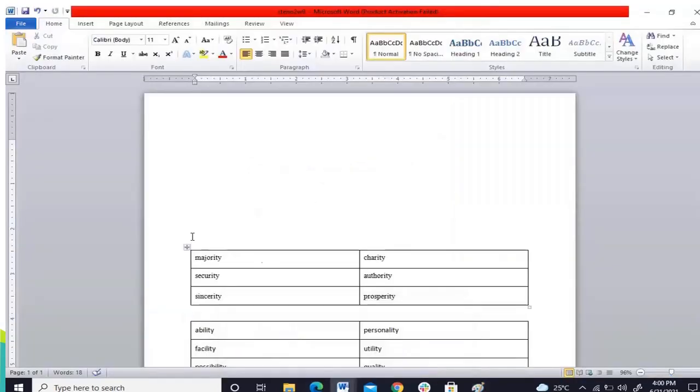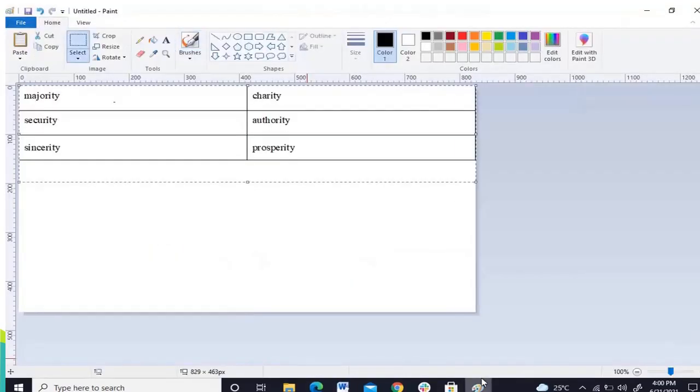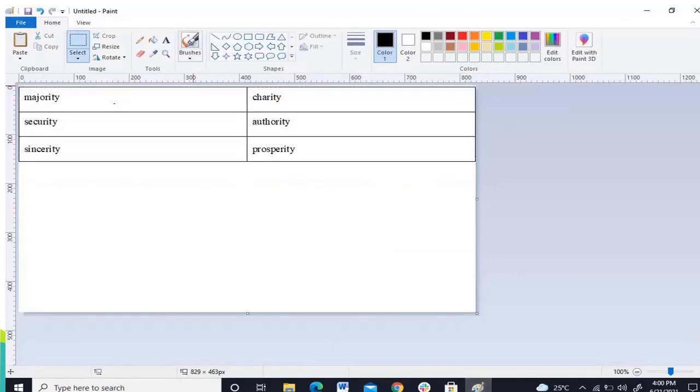Let's stroke them. So first, we have our "riti" words. Majority. So we have "major", and then "riti". Majority. Okay, next, security. So we have "securi", and that's R. Sincerity. We have "since", then "riti", sincerity. And then charity.